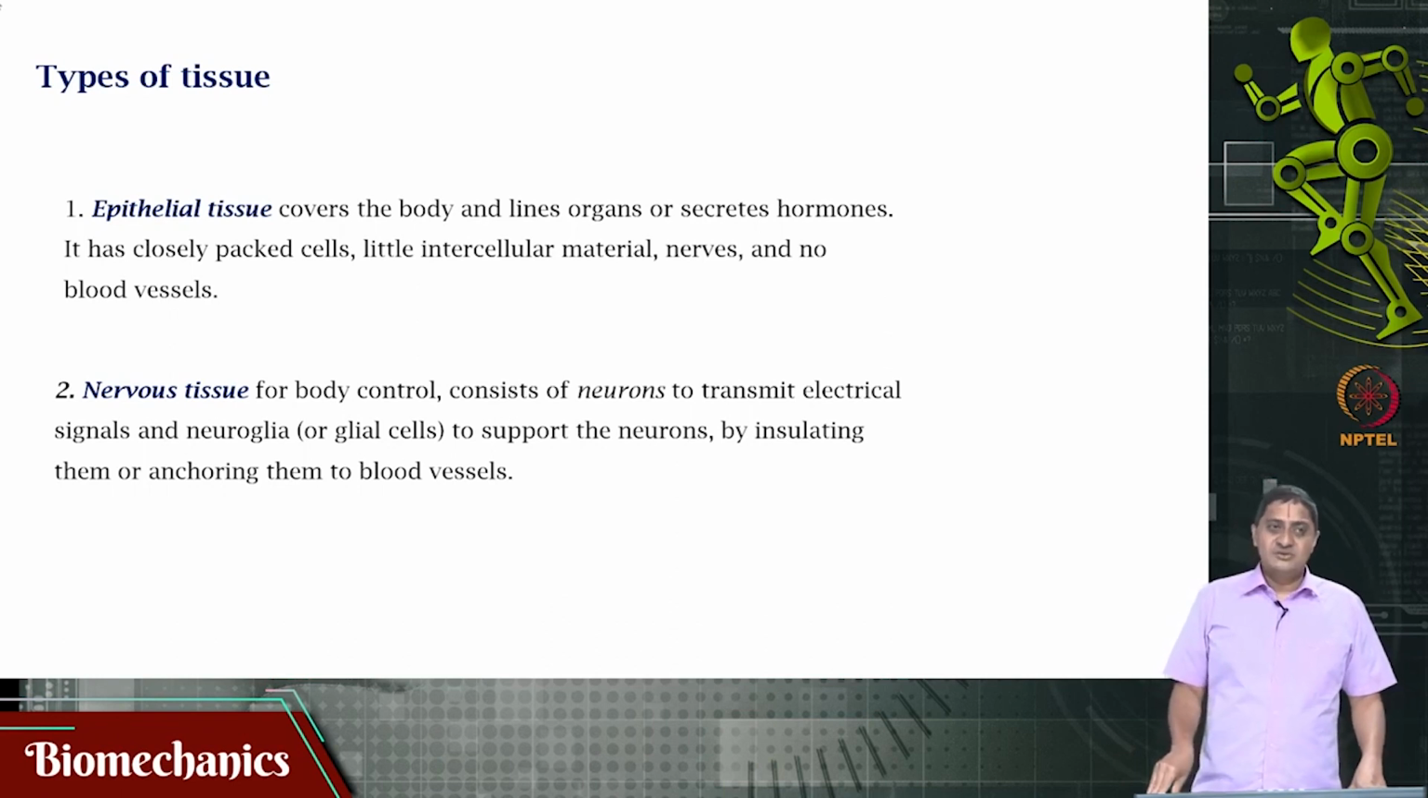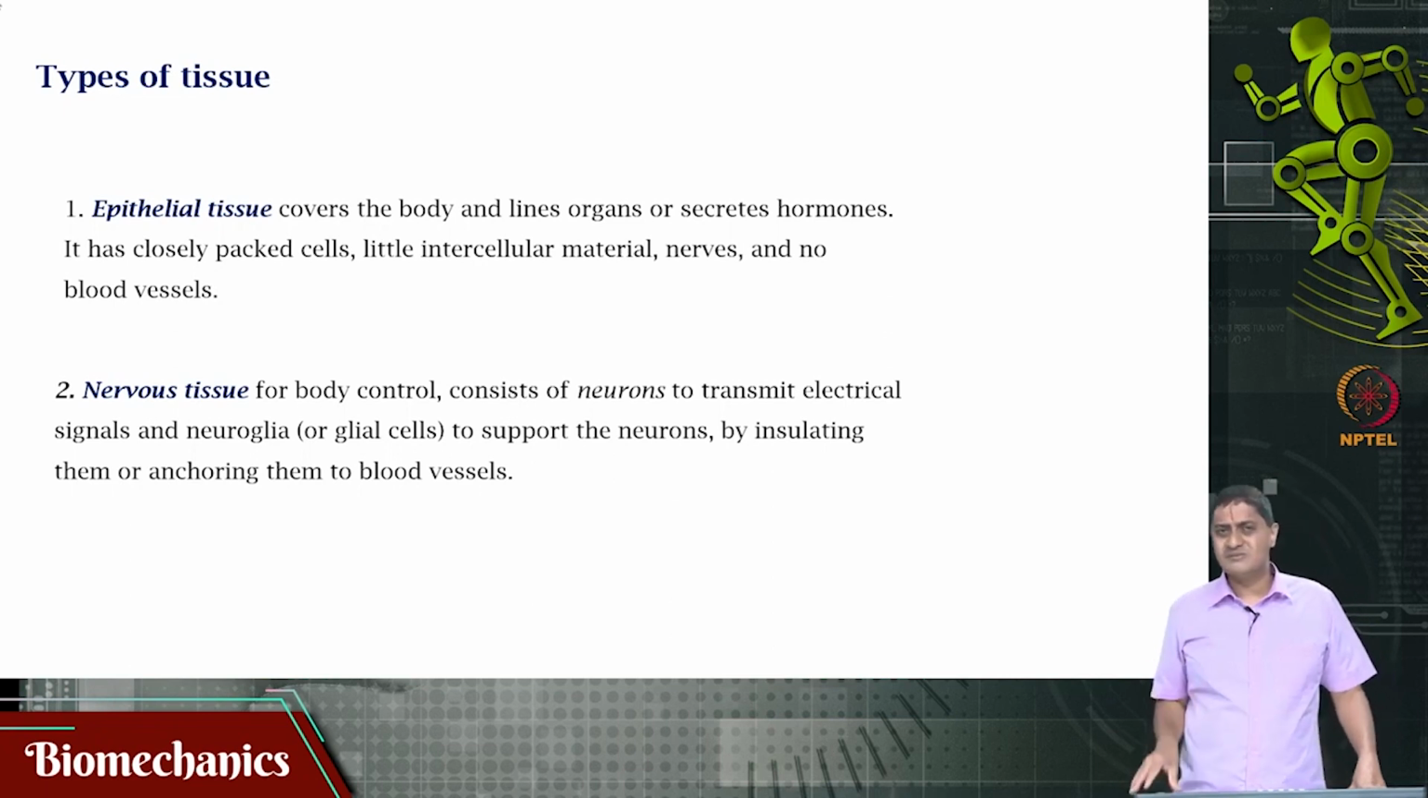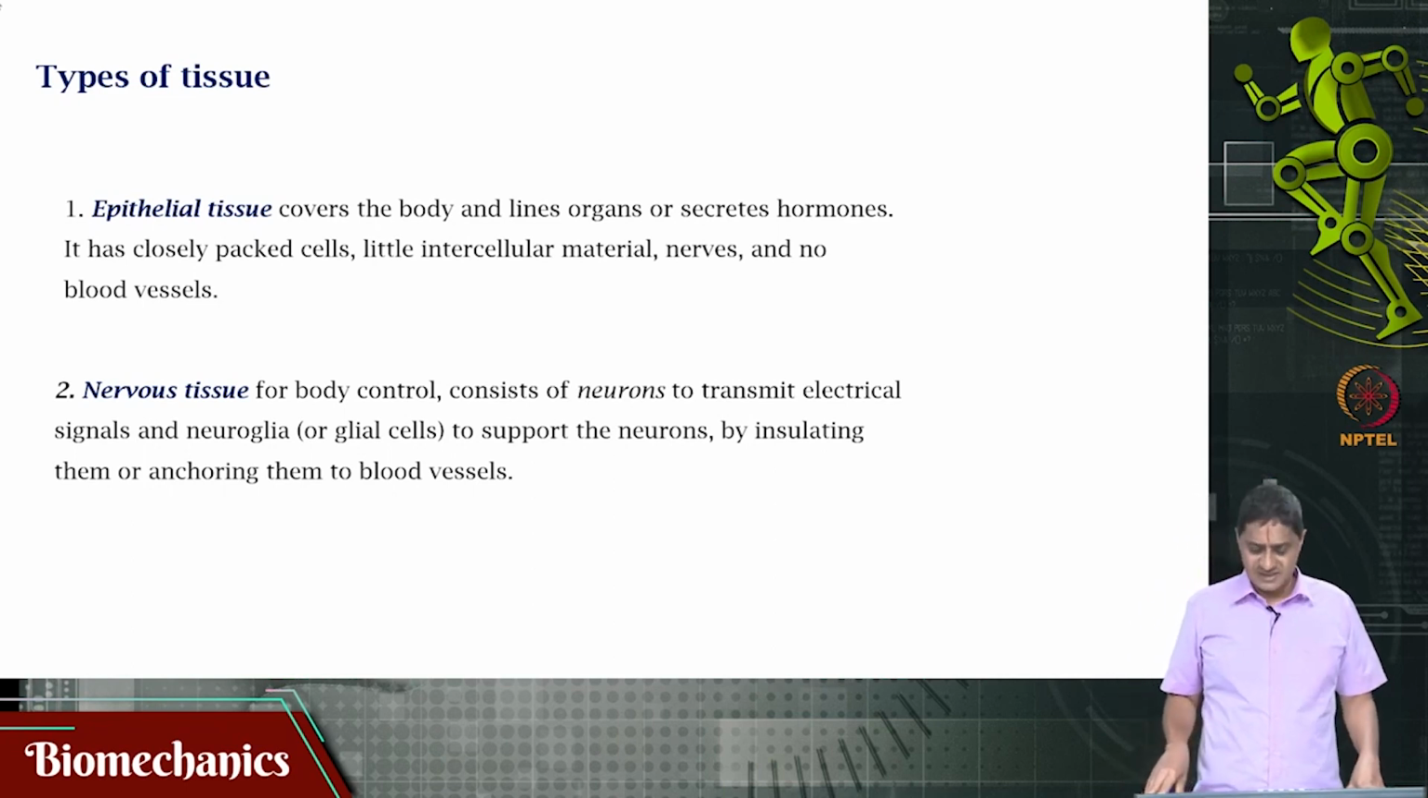The first type of tissue is the epithelial tissue. This is found almost everywhere in the body. It covers the body and lines the organs and/or secretes hormones. This has very tightly packed cells and very little between-cell material. There is no gap, there is no material between these cells, and they do not have blood vessels. These are called epithelial tissue. They are found practically everywhere in the body.